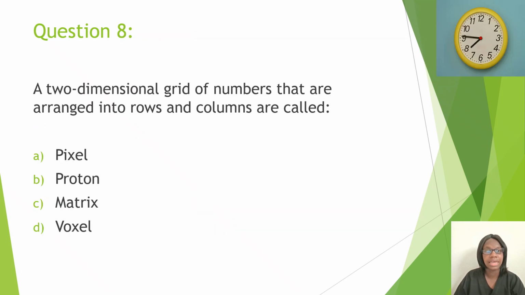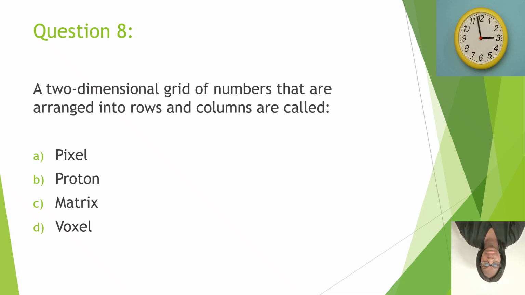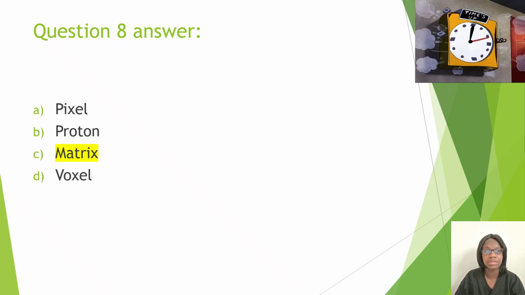Question 8. A two-dimensional grid of numbers that are arranged into rows and columns is called pixel, proton, matrix, or voxel. Okay, the correct answer is matrix.